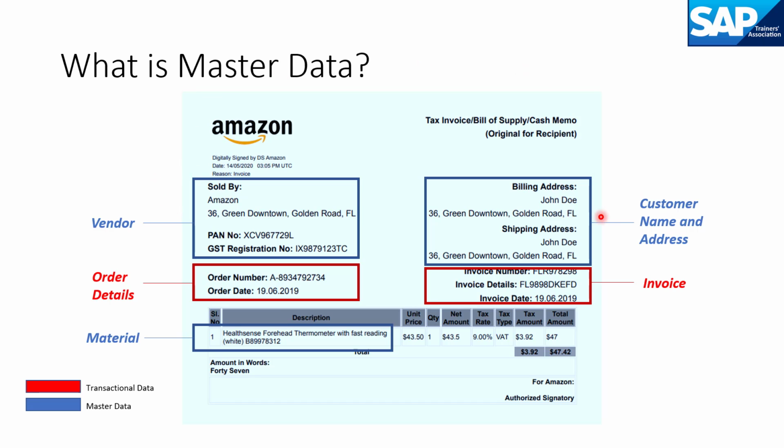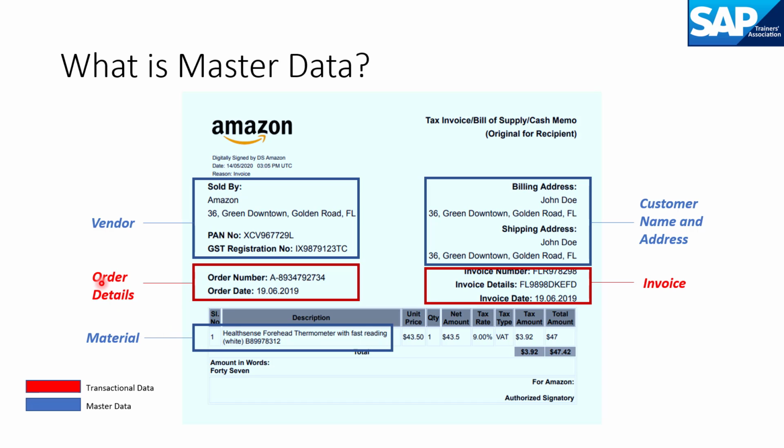Now let's look at this invoice. So you have vendor details here. Okay. Then you have customer details. You have invoice. You have order details. You have material, as we discussed earlier. Now things which are marked in blue: vendor, material, customer number. If you notice in the next receipt, on ordering the same thing again on some other date, these will not change much. Your vendor will remain the same, your customer data will remain the same, your material name will remain the same.